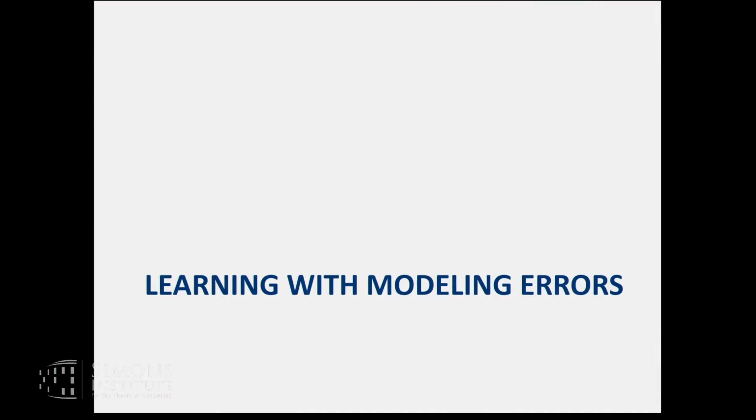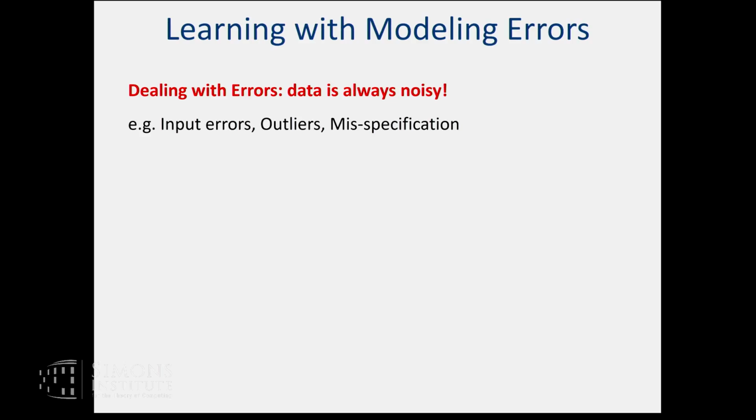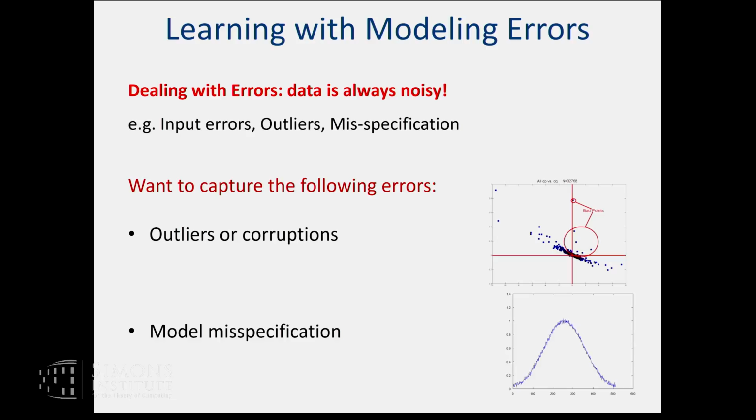Okay, so in the last part of the talk, I'll talk about how you can capture modeling errors. Here it was really about more general average case models, but now we look at the other viewpoint of the unsupervised learning task of learning a probabilistic model in the presence of errors. We'd like to deal with different kinds of errors. One kind of error is outliers or corruptions, and another kind of error is model misspecification. And we'll capture these in different ways.